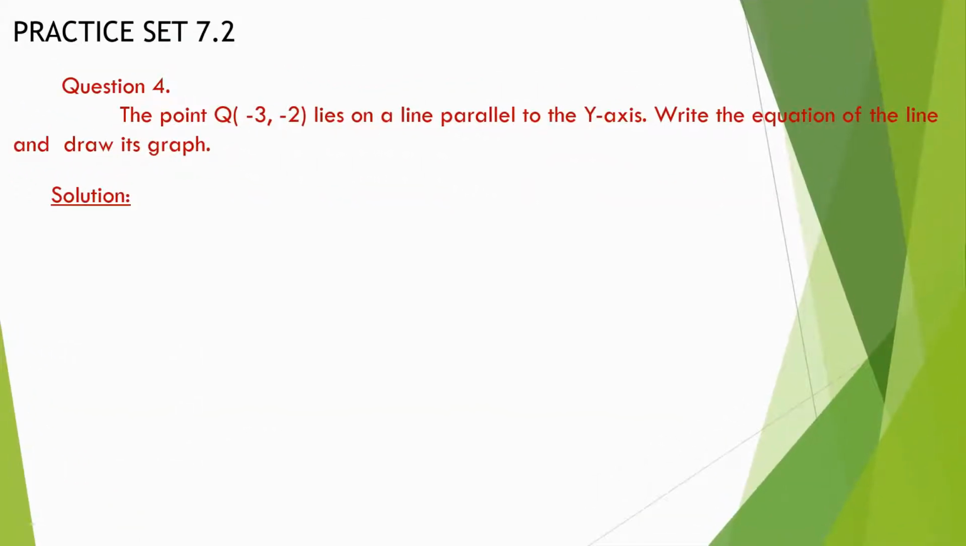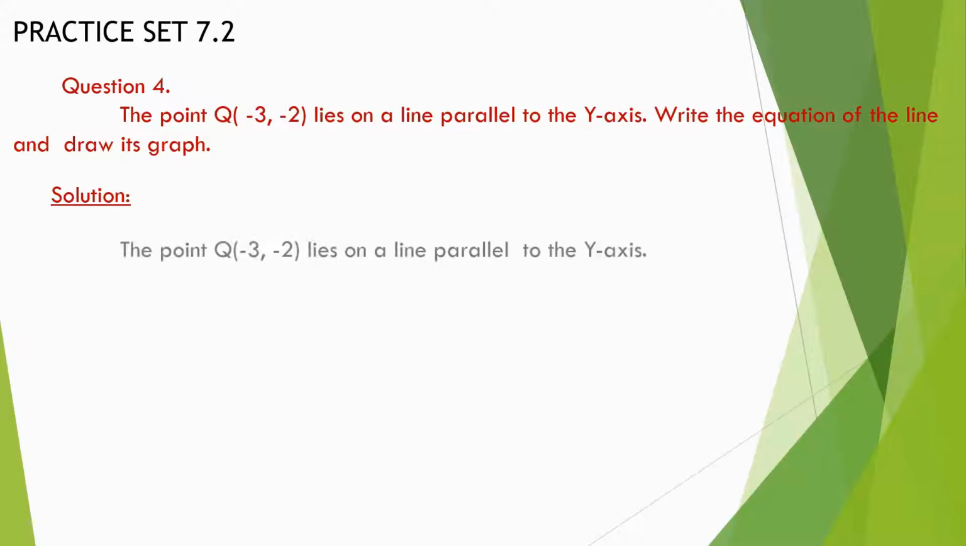Yes children, in your first module you have already completed 3 sums from practice set 7.2. Now I am moving to your question number 4. The point Q(-3, -2) lies on a line parallel to the y-axis. Write the equation of the line and draw its graph.